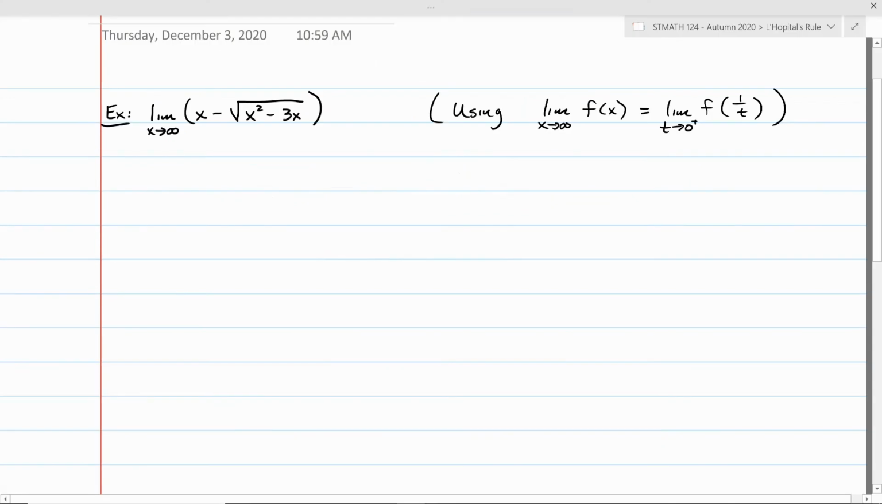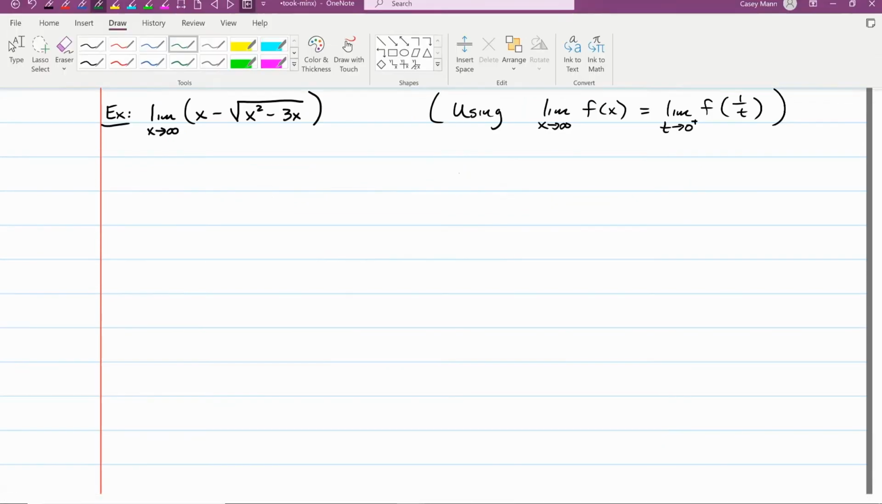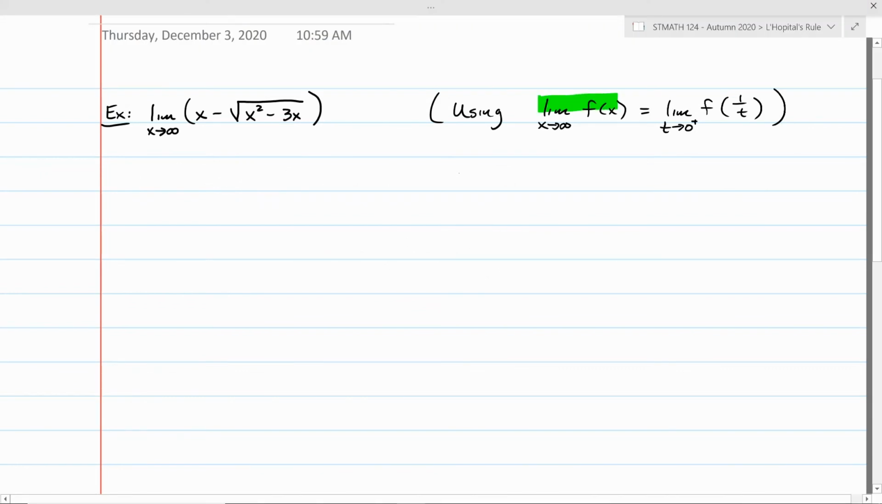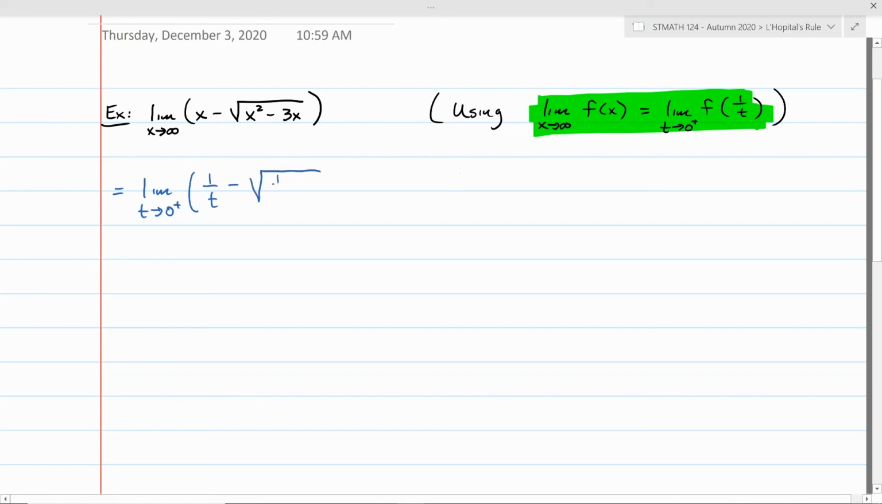The way you can do this with L'Hopital's rule is to take advantage of this fact that I told you a minute ago: you convert the limit as x goes to infinity to the limit as t goes to 0 from the right, where you substitute 1 over t in place of x. So if you do that trick here, this would become the limit as t goes to 0 from the right, and you go through the original limit, and everywhere you see an x, put 1 over t. So this would become 1 over t minus the square root of 1 over t squared minus 3 over t.